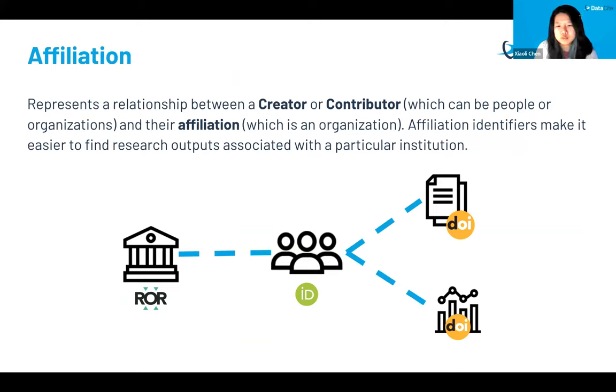And moving to the affiliation identifier, affiliation specifically represents the relationship between a creator or a contributor, which can be a person or organization, and their affiliated organization. Affiliation identifier makes it easy to find research outputs associated with a particular institution.